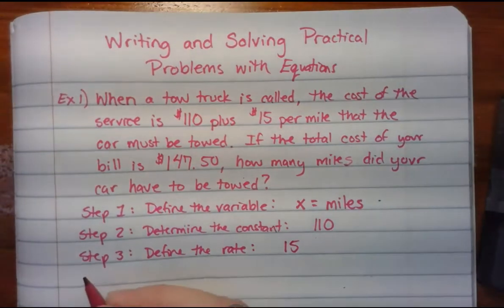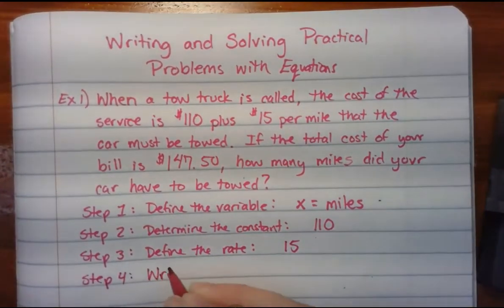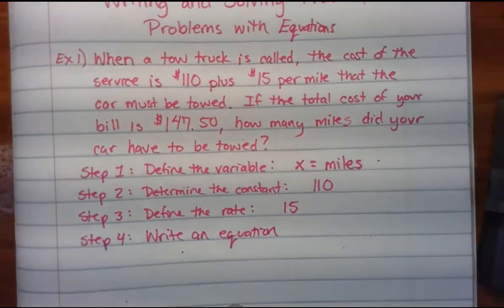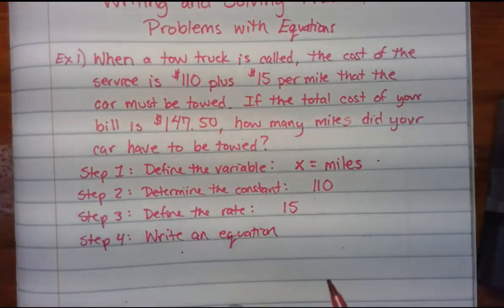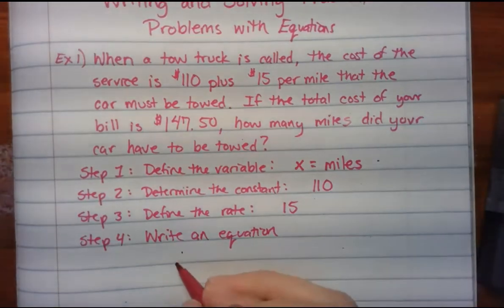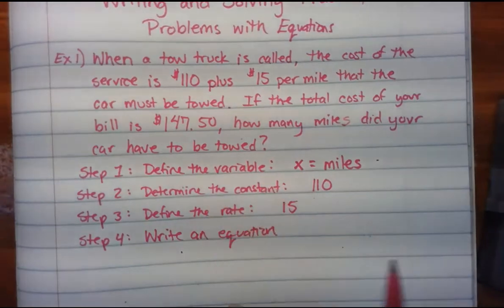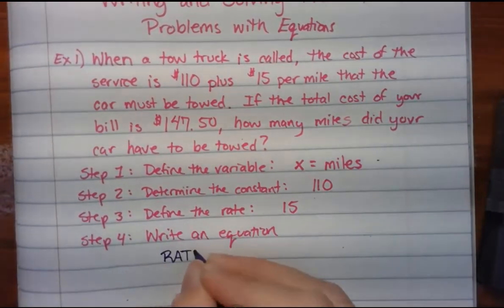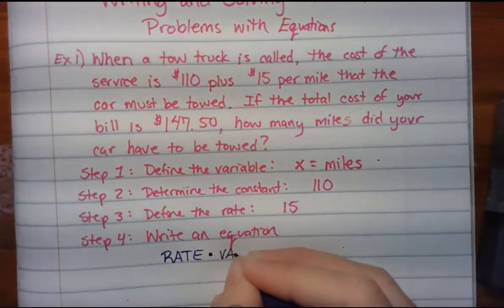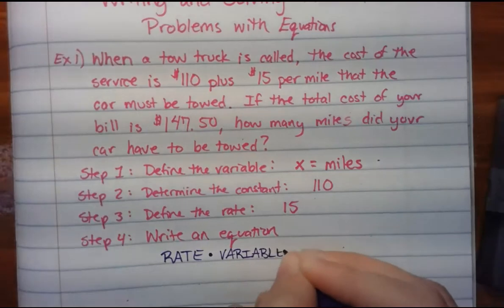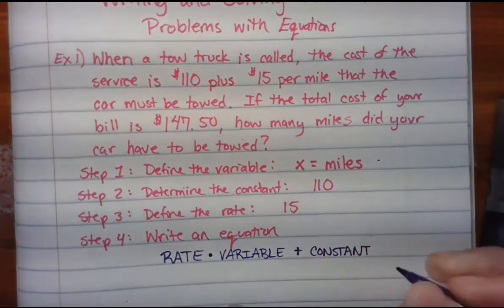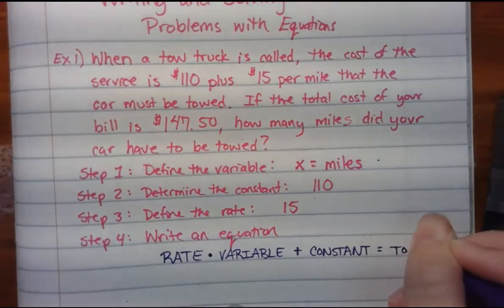All right. And then last but not least, step 4, we are going to write an equation. Now, of course, every equation is going to be different, but in general, and this is not a hard and fast rule, so when it changes a little bit, don't go saying, oh, Miss Wallace, you told us that this is always how this is written. In general, when we write an equation, here's what it's going to look like when we're given a variable, a constant, and a rate. Normally, we'd write the rate times the variable plus the constant, and that's normally going to equal a total.